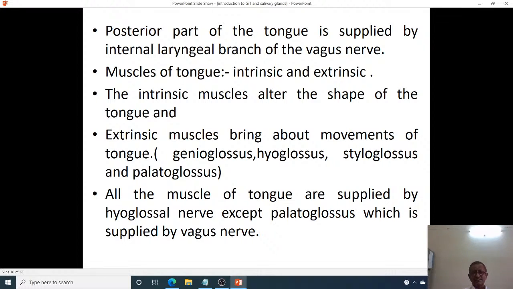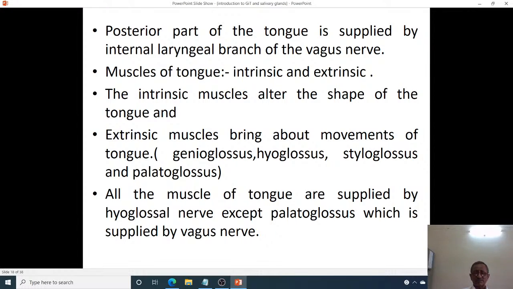Muscles of the tongue, intrinsic and extrinsic. The intrinsic muscles alter the shape of the tongue. I told you the intrinsic muscles are the longitudinal muscles, the transverse muscles, as well as the vertical muscles. These muscles change the shape of the tongue such that it can move freely in the oral cavity. The extrinsic muscles bring about the movements of the tongue: genioglossus, hyoglossus, styloglossus, and palatoglossus.